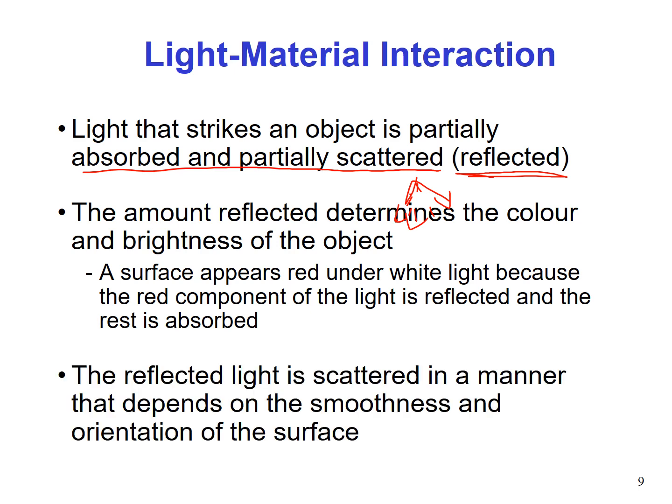The reflected light is scattered in a manner that depends on the smoothness of the surface. So if we have a very smooth surface, it will reflect light in a mirror-like fashion. And if we have a rough surface, it would scatter light. Generally, materials have a combination of these two properties. So some of the light is reflected in a smooth mirror-like reflection fashion, and some of the light is scattered in all directions. And that scattering also depends on the orientation of the surface, hence giving shading to a three-dimensional object.